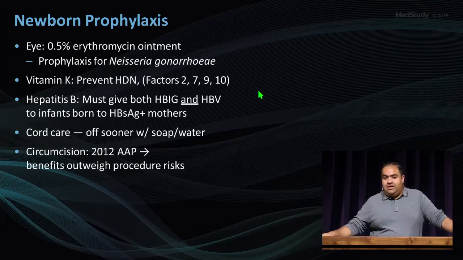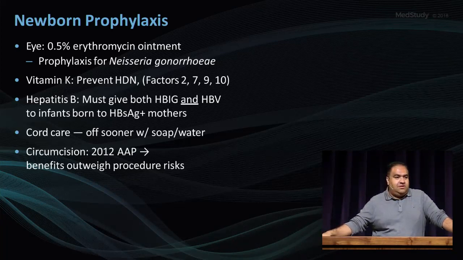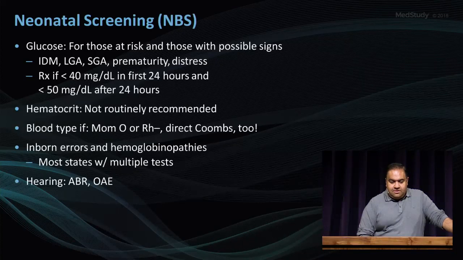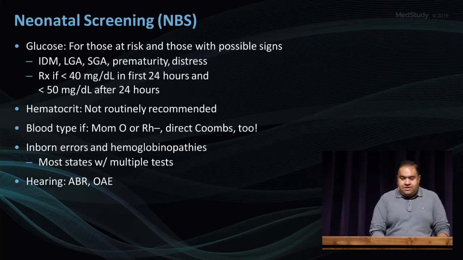Circumcision: the AAP placed their statement in 2012 that benefits outweigh the procedural risks for these babies, and if done correctly with a block, they shouldn't have a lot of trauma and pain associated with that. Neonatal screening, newborn screen.